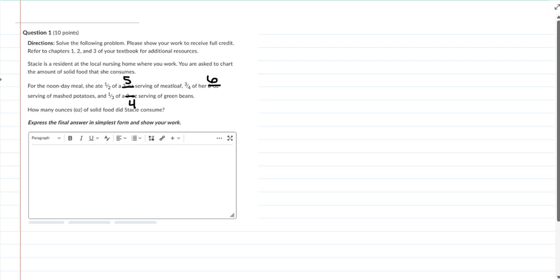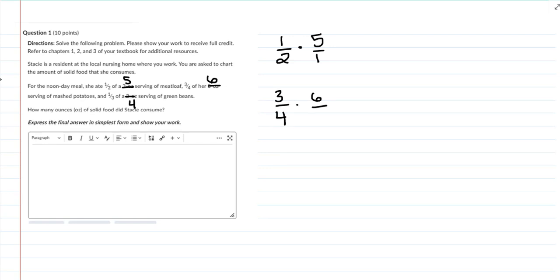We have half of a 5-ounce. So when we say half of, that is multiplication. So we say 1/2 times 5, and I'm going to put the 5 up here over a 1. So that's the first thing. Then we have 3/4 of a 6-ounce. So that's 3/4 times 6. So again, I'm going to put that over a 1. And then 1/3 of a 4-ounce.